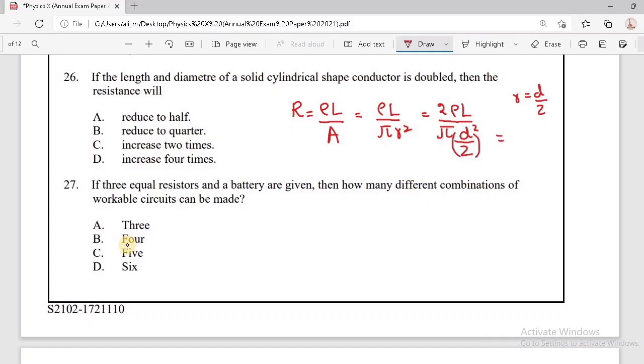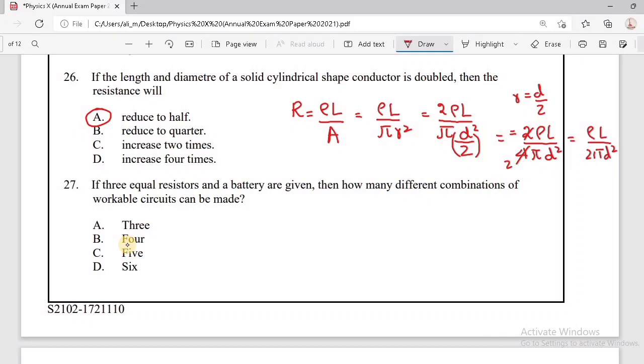Let's further simplify this expression, so it will become 2 rho L divided by 4 pi d square. So as we can see, we had doubled the length of the conductor and doubled the diameter of the conductor. So the effect on the resistance will actually decrease by 2, or reduce to half. So resistance will become rho L over 2 pi d square. So the correct answer for this question number 26 is option A.